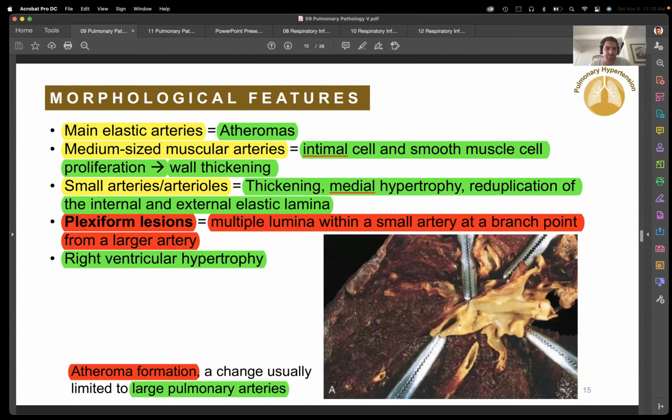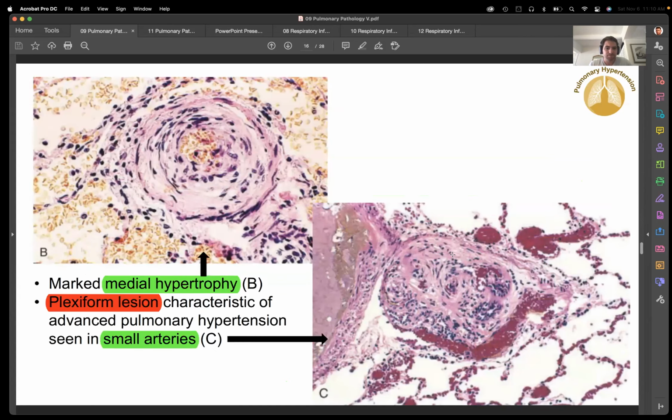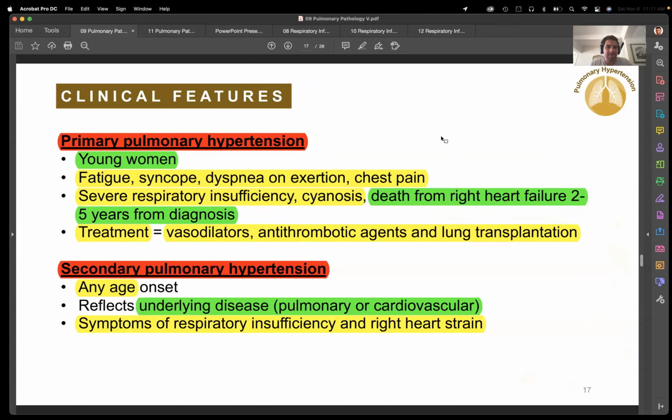What else? And again, if this looks familiar, this kind of looks like that hyaline arteriosclerosis that forms in the systemic system with chronic hypertension. So you could see this with this pulmonary hypertension as well. Okay. Yeah.